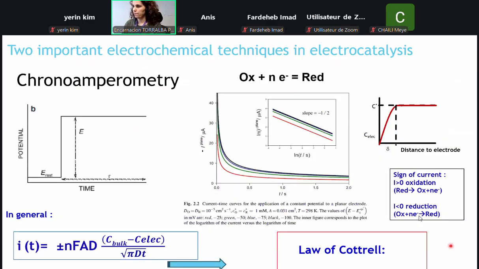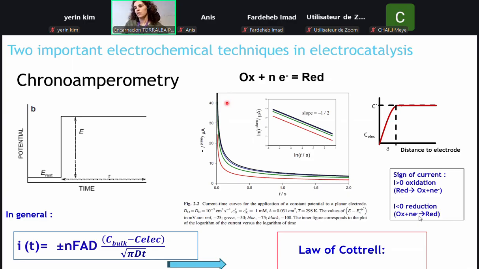Then I talk a little bit about the two most important techniques that we use in the lab: chronoamperometry and cyclic voltammetry. In chronoamperometry, we start from the equilibrium and we apply a jump. We apply a constant potential. Voila, that's all. And the signal is like that because initially we have a lot of current, because we have a lot of reactant at the electrode surface.